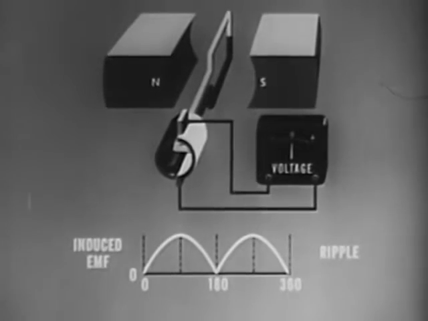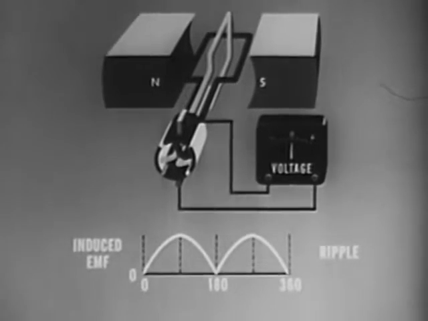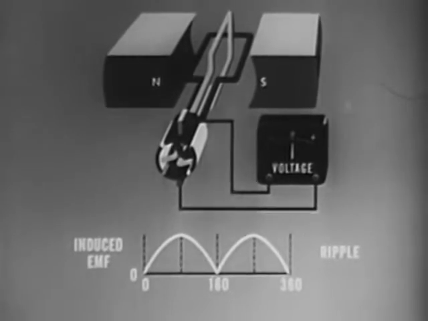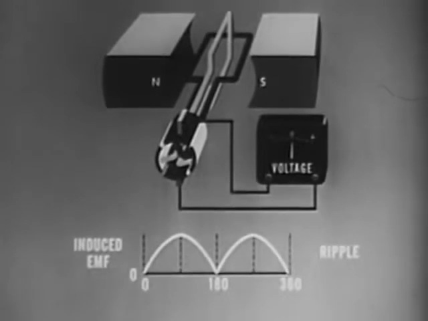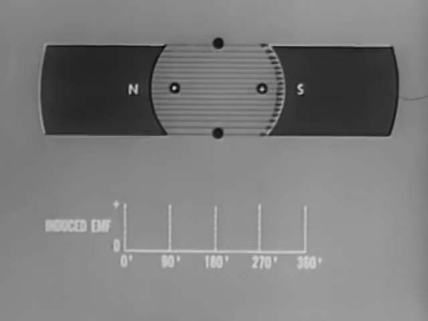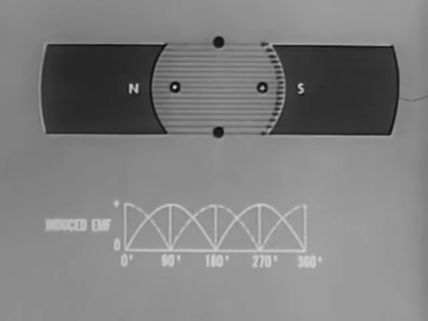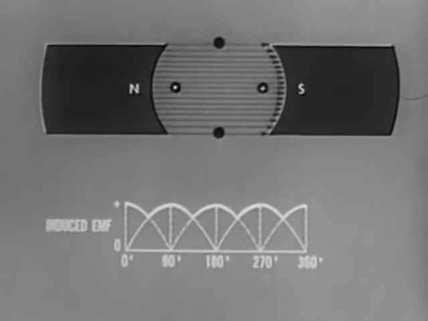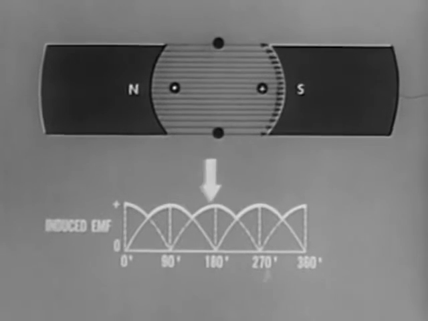This ripple can be reduced by adding more loops and more commutator segments to the existing armature. 2 loops at right angles connected to 4 commutator segments provide 2 outputs instead of 1. These outputs are 90 degrees displaced or apart, which combine to smooth the DC output. However, even with 2 loops and 4 commutator segments, the rectified curve is still somewhat irregular.